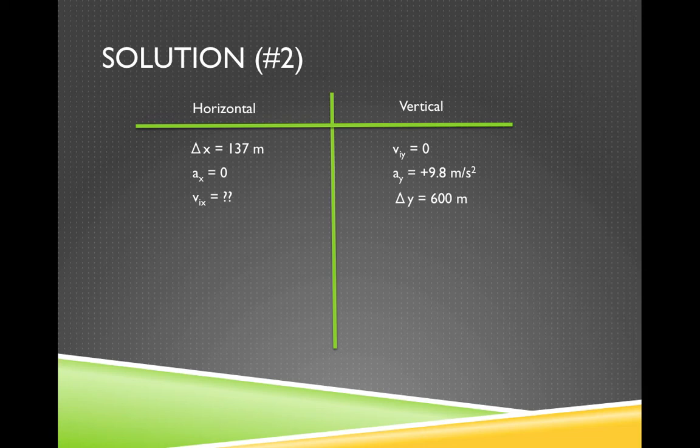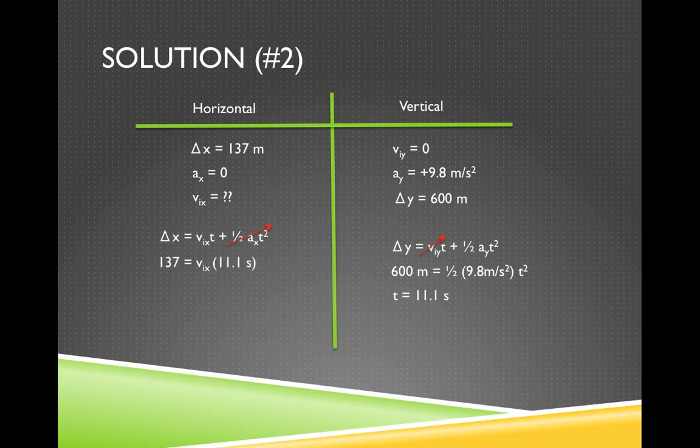We can find time of flight from the vertical dimension using the distance formula. And again, the initial velocity is 0, so the first term cancels. Plugging in our information in the vertical dimension, we find the time to be 11.1 seconds. Plugging that time into the horizontal dimension, because it links the two dimensions, we use the distance formula. The acceleration is 0 in the horizontal, so the second term is gone. We plug in the distance and the time and find the velocity horizontally to be 12.3 meters per second.